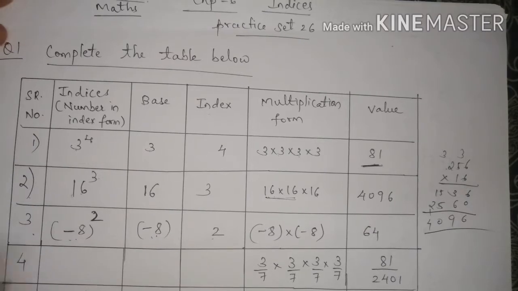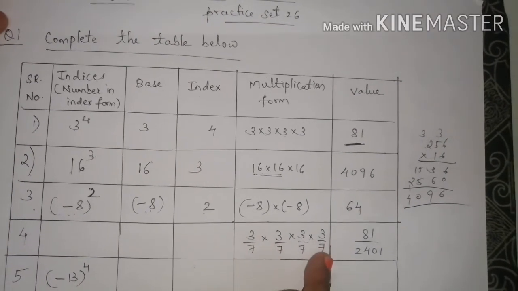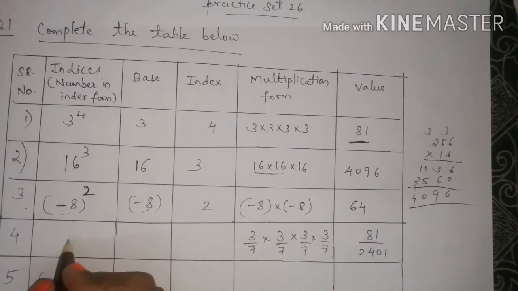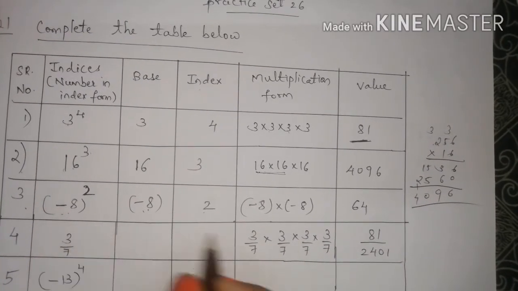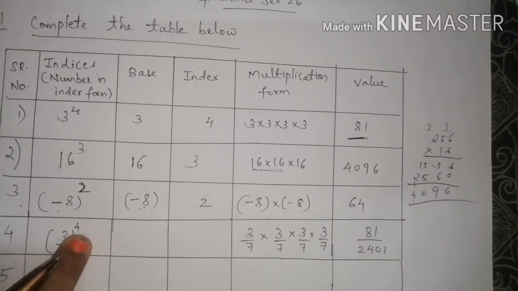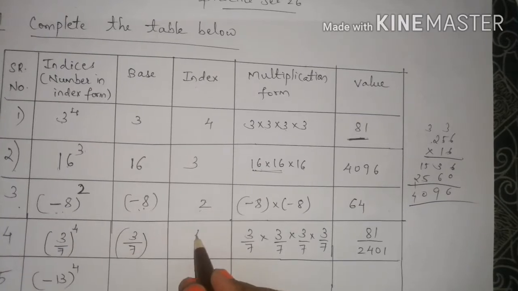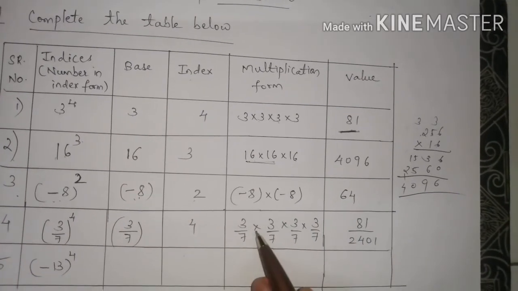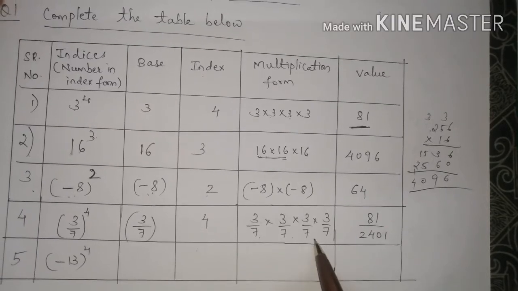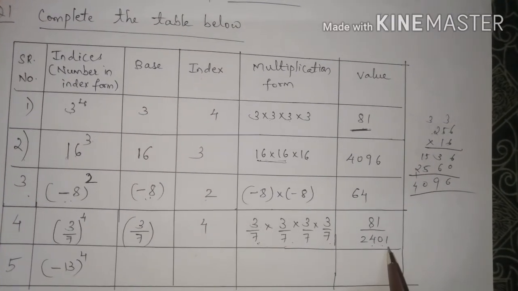They have not given any of these 3 columns. Just see here, 3 upon 7, 3 upon 7, 3 upon 7, 3 upon 7. How many times? 4 times. So 4 will be written like this at the top. So the base is 3 upon 7 and the index is 4, and the values are already multiplied. 3 multiplied 4 times gives 81, and multiplying the denominator 7, 4 times, you will get 2401.